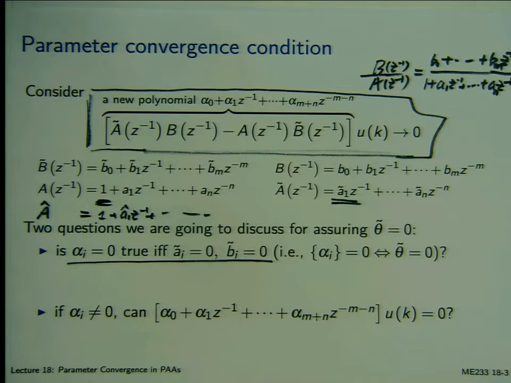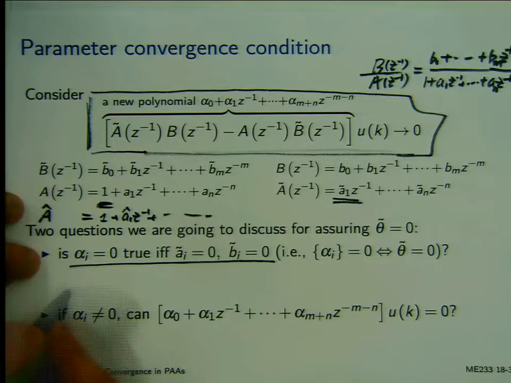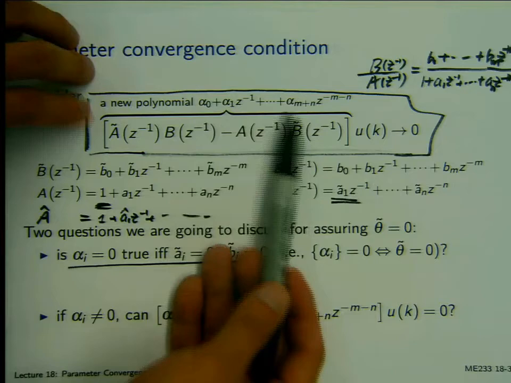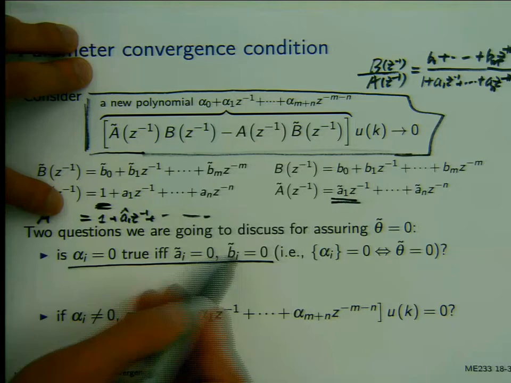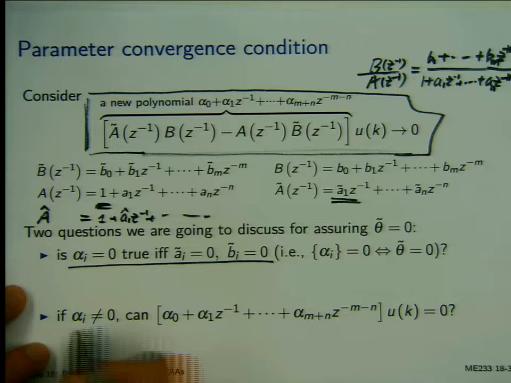Okay, so some technical issues, but let's come back to here. Look at this equation now. Two questions to think about. If I see all these alpha coefficients are zero, will that guarantee us AI and BI tilde will go to zero or not? And the second question, which is actually easier, so I think this is the easier question to attack: if alpha I is not zero, can we still have this?